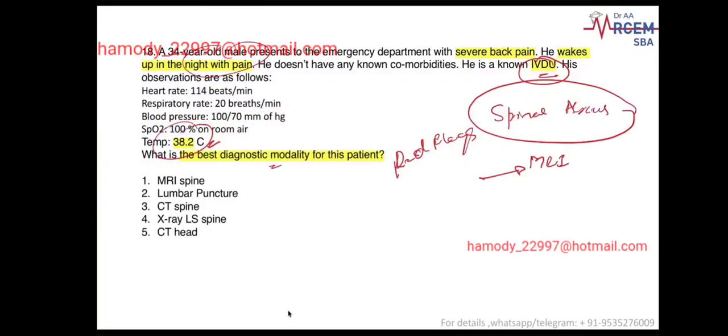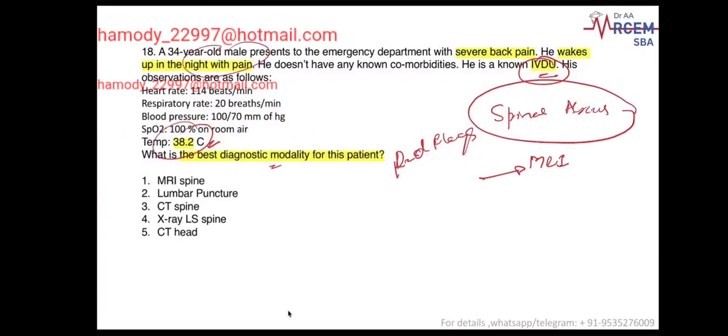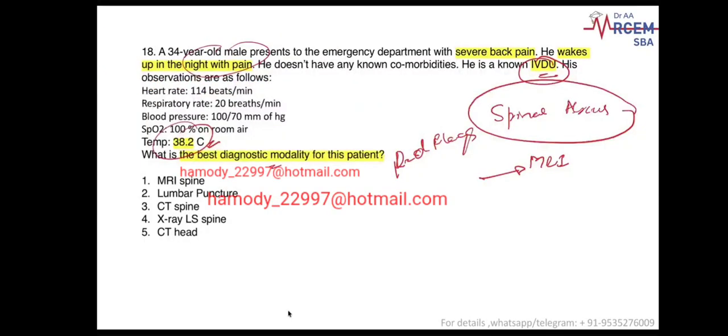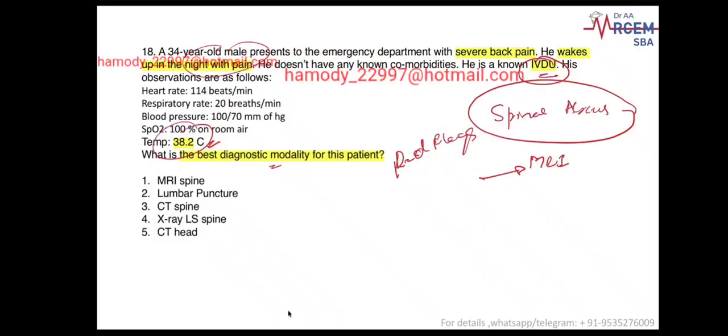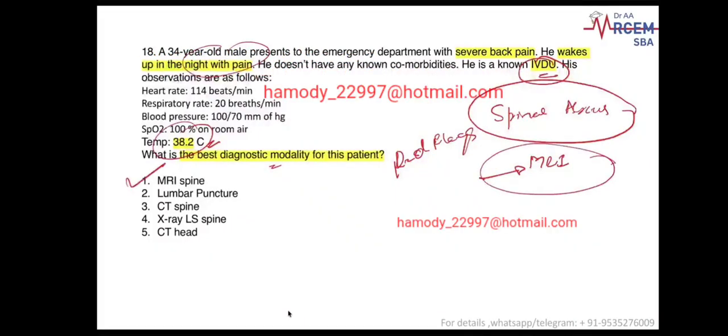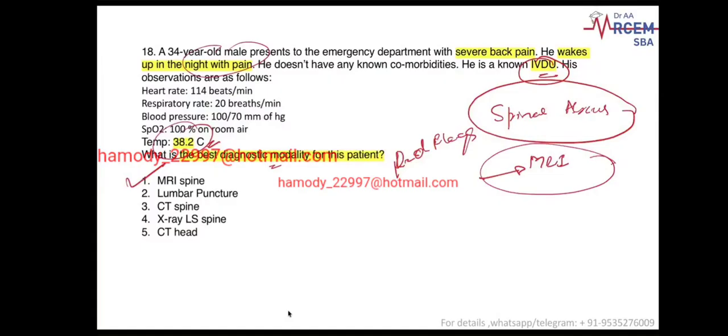Only in fractures, for example, you're thinking of a fracture because the patient is on steroids, or because he's a known case of ankylosing spondylitis, in those circumstances getting an X-ray or a CT scan makes sense. Otherwise, always go ahead with an MRI scan. So the right answer here is an MRI scan.